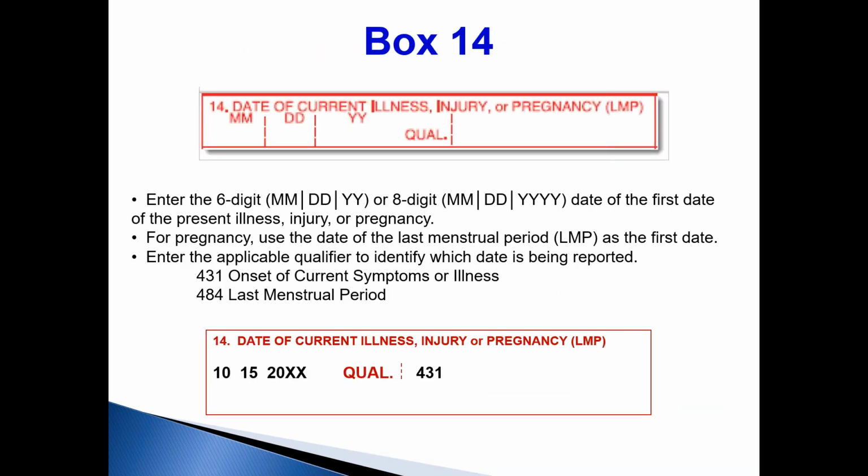Missing qualifiers. Yeah, box 14. That could be an issue for some of you. It's either the date of the initial visit, or if it's a work comp, personal injury, it's the date of the accident, and use qualifier 431.